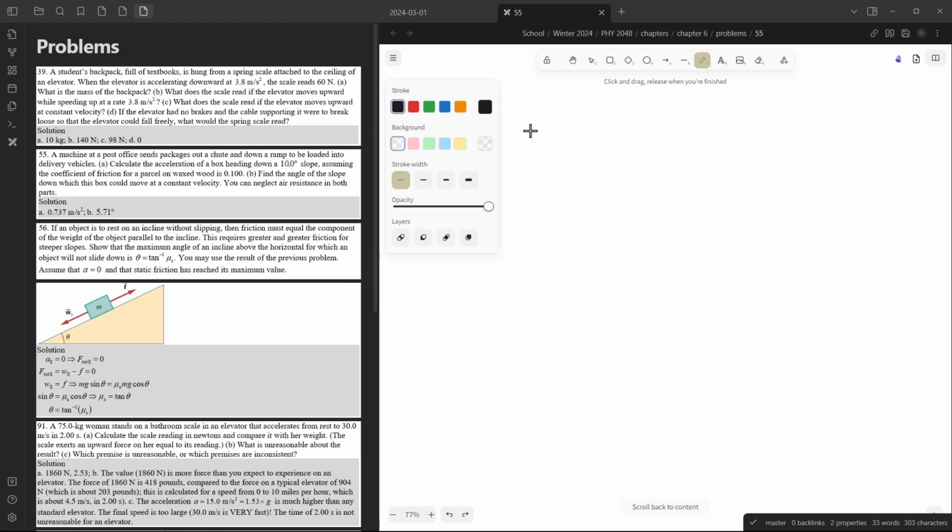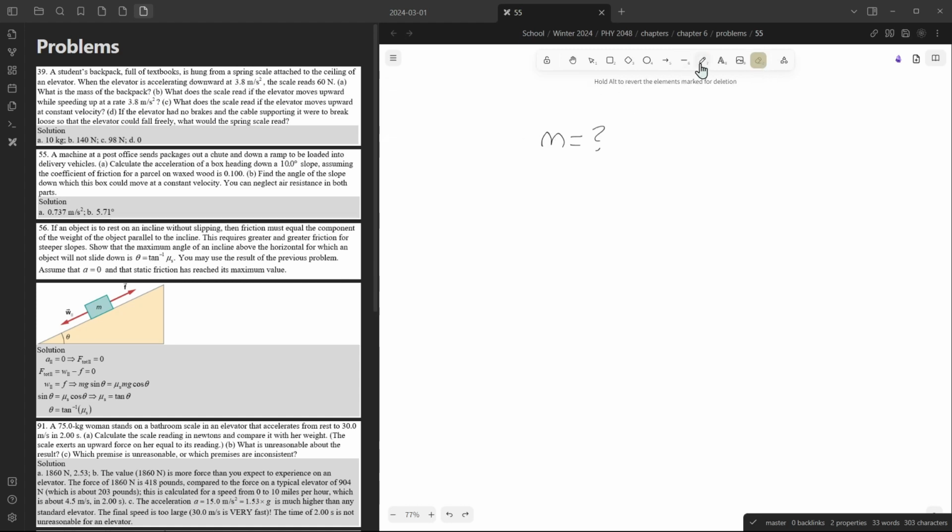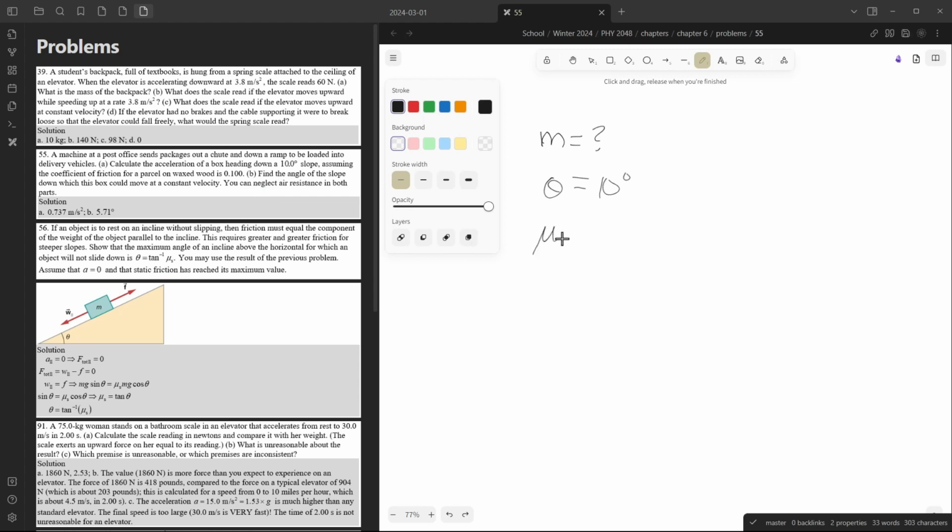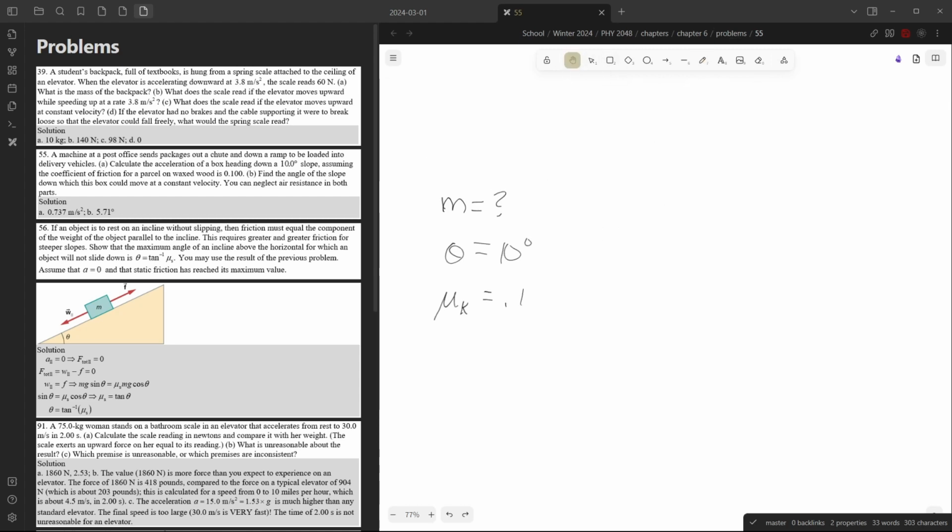So let's just write down everything we know. We know that there's no mass, so that might lead to some canceling in the formulas. We know theta is 10 degrees, and then we know the friction coefficient is 0.1.